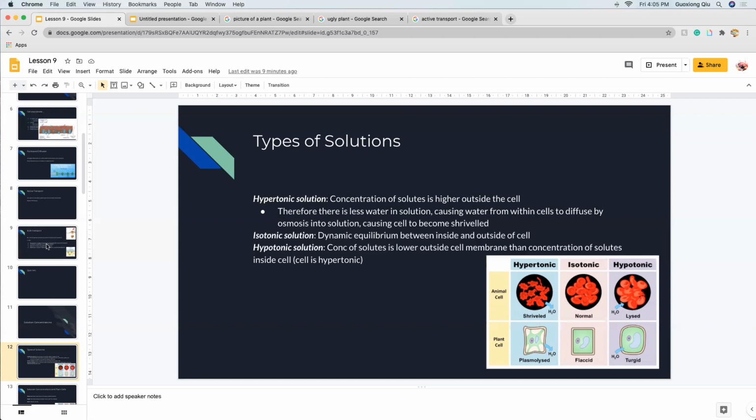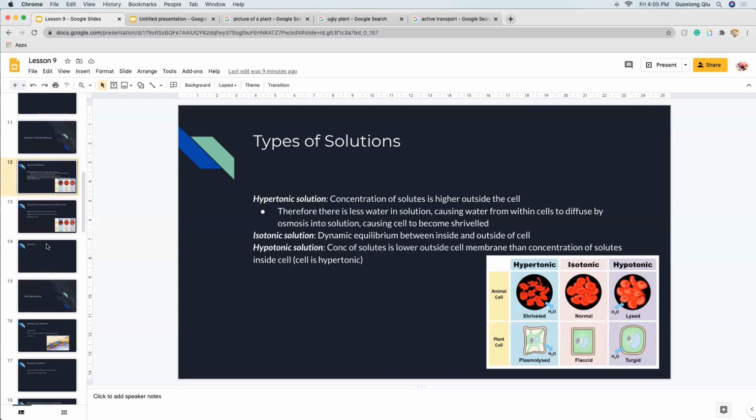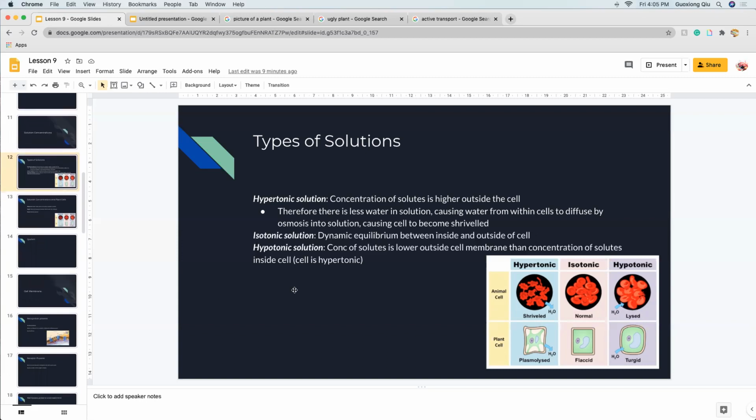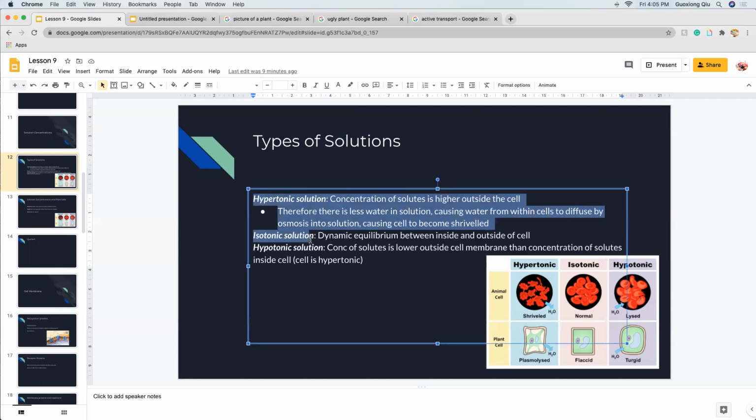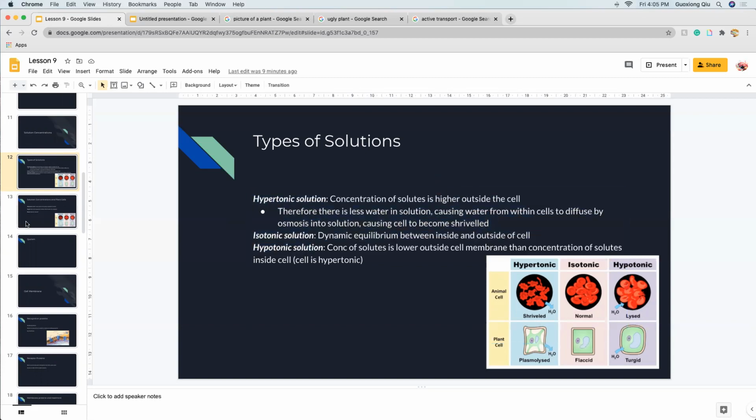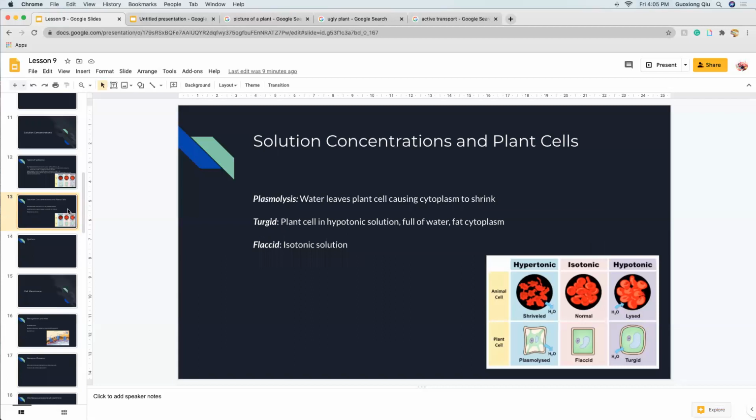I should find a better image, a better visual representation of the solutes entering in and out of a cell in different solution concentrations. So, solution concentrations and plant cells.